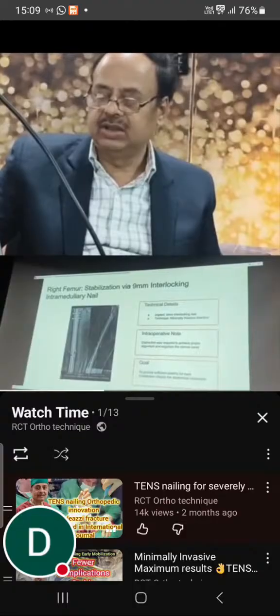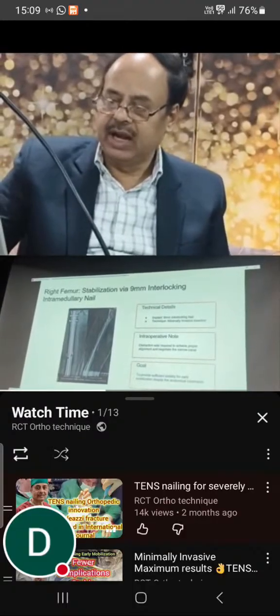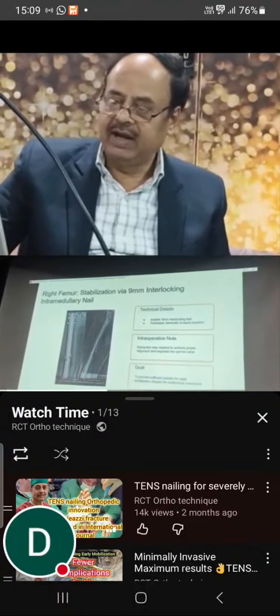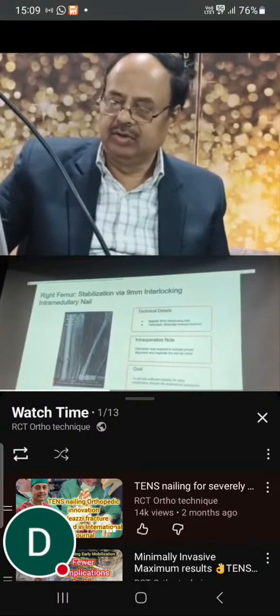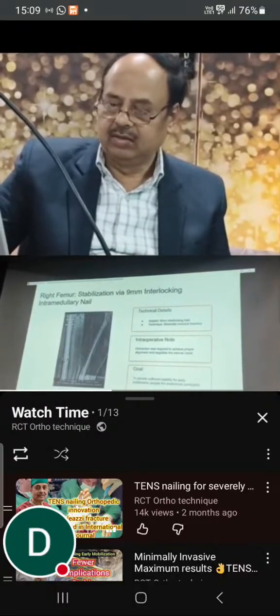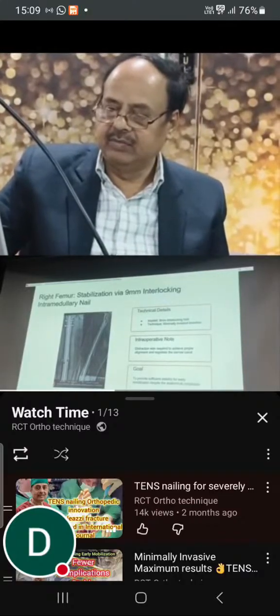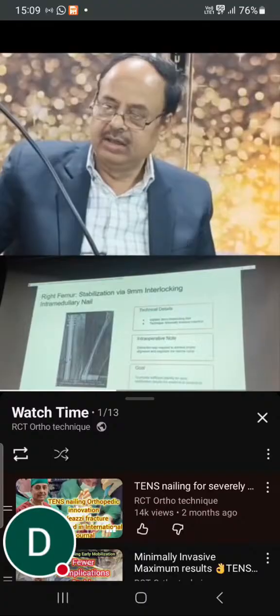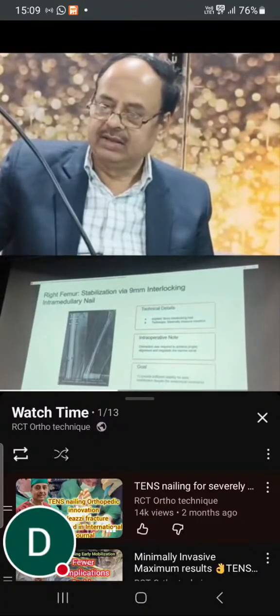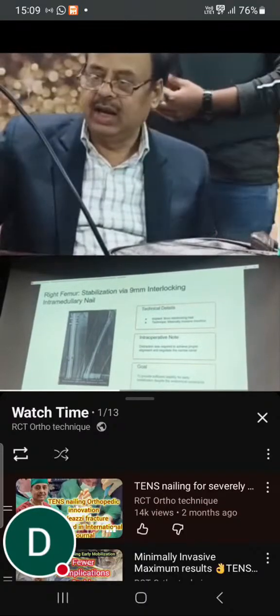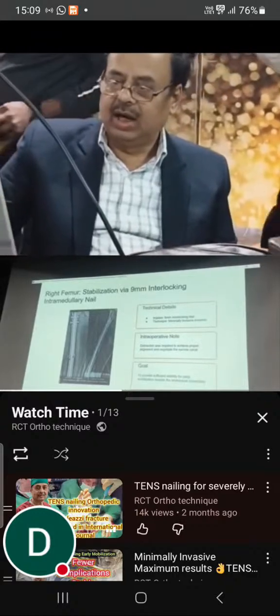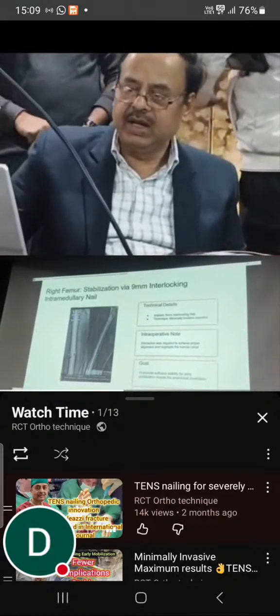So there is slight distraction, as you can see in this picture. But we did locking, it was difficult nailing. The goal was to provide sufficient stability for early mobilization despite the anatomical constraint. The implant was a 9 millimeter nail, and the technique was minimally invasive.